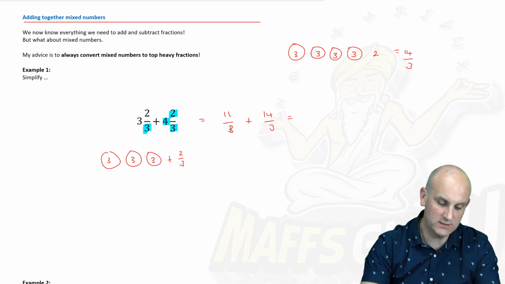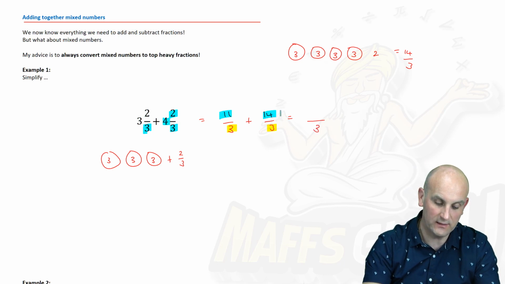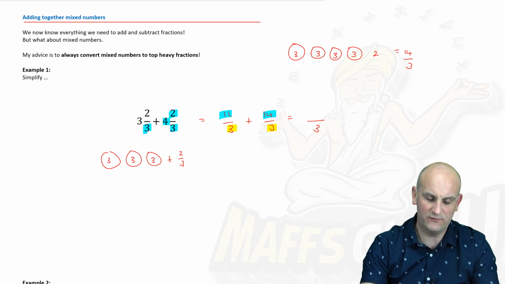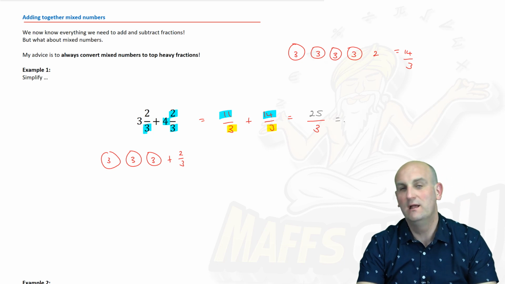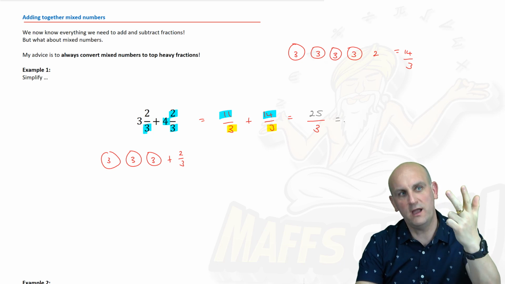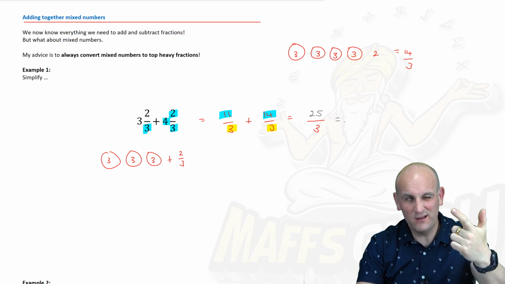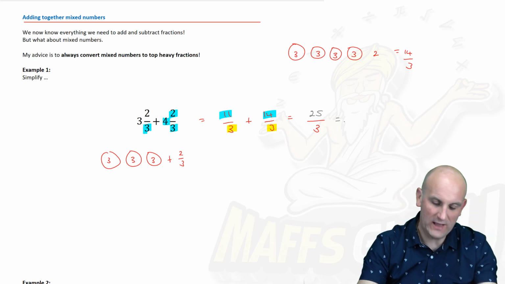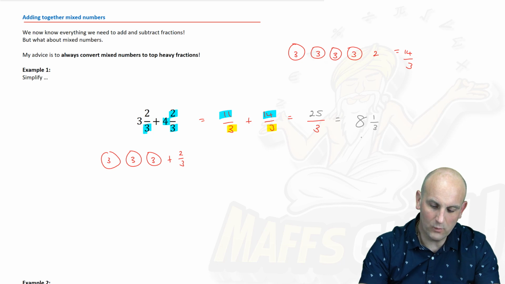Right, let's ask ourselves the question: are the bottom numbers the same? They are indeed. So I can now make them all over 3, and I just add my top two numbers together. 11 plus 14 gives me 25 on 3, which we now know is top heavy. And this is where I have to do it the other way around. I've got 3, 6, 9, 12, 15, 18, 21, 24. So 8 whole cakes gives me 24 of those thirds, and then 25 gives me the 1 left over.